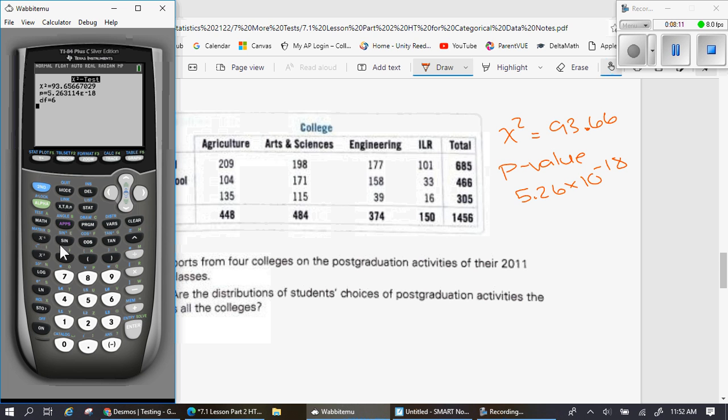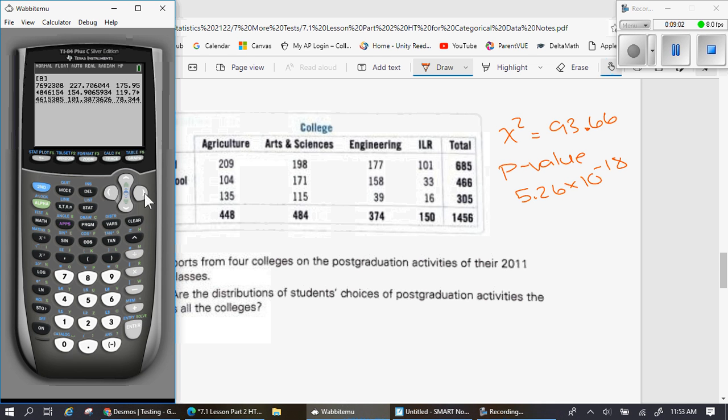Now let's go and look at our matrix B. Let's go down to matrix B, hit enter. You can see it's the same size, 3x4. And if I hit enter again, it's going to populate the matrix. Each of these values represents the expected number of students we would expect for this one: an agriculture major who gets a job out of college, an agriculture major who goes to grad school, an agriculture major who decides to do something else. We can arrow over and check them all, and they're all pretty large. They're all greater than 5, and so that means that our expected cell frequency assumption and condition is met. All of these numbers are greater than 5.